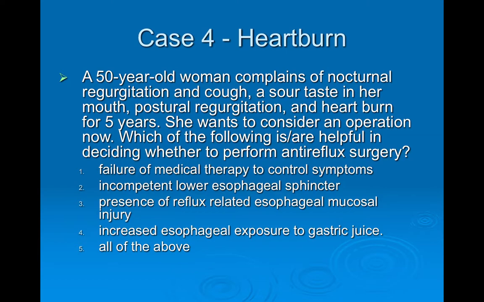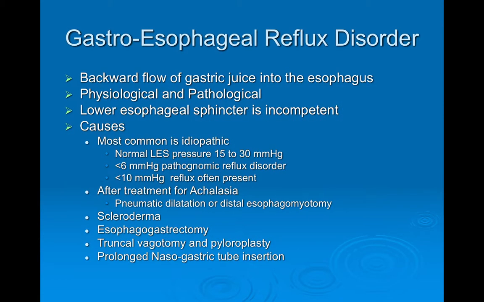Good job, guys. So GERD, we kind of talked about GERD already. It's because your lower esophageal sphincter is incompetent. Normal pressures are 15 to 30 millimeters of mercury. People that have reflux probably have less than 6. Really, less than 10 is probably present. And again, like we talked about, you can get it after treatment for achalasia with pneumatic dilation. You can get it with tissue diseases like scleroderma.